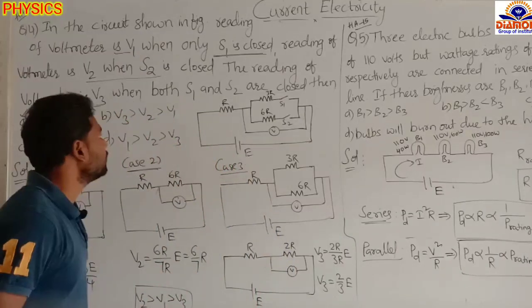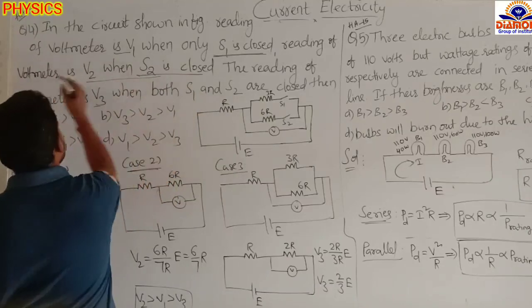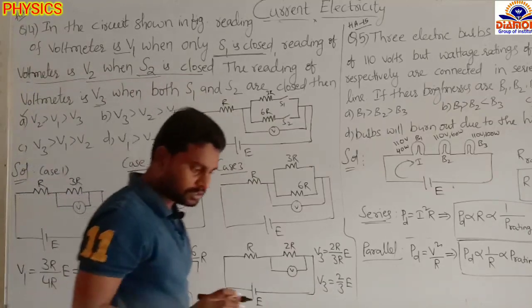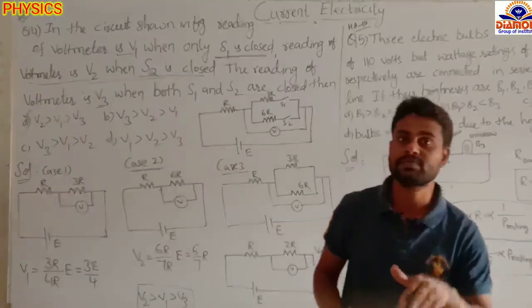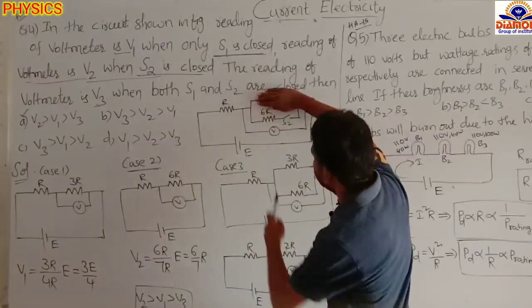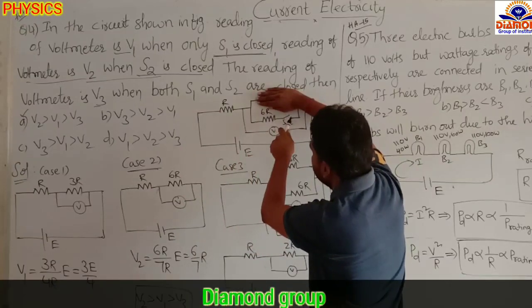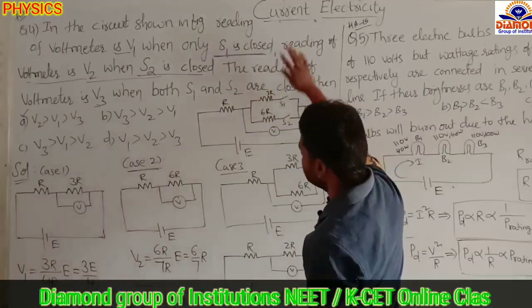And next see the second case, only S2 is closed. The reading of the voltmeter is V2, only S2 is closed. That means here S2 is closed, S1 is open. So now I am removing this branch, and I am drawing the remaining. So 6R is only there. This is the short circuit, this I am connecting. Okay. So now I am removing this branch and drawing it.